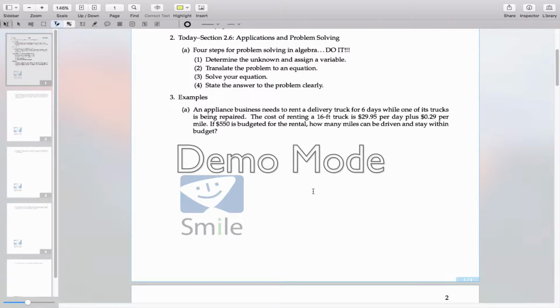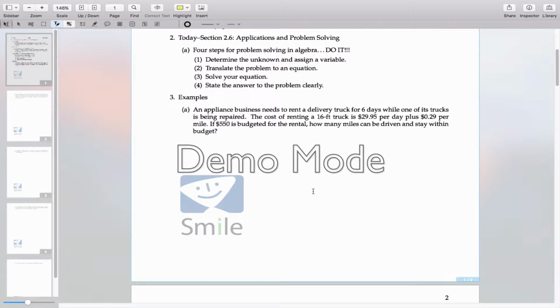Remember that this is an important skill to be able to translate a problem into algebraic notation. So even if you can solve this problem without using the four-step problem-solving process, I want you to practice this skill anyways. So let's solve this first problem.